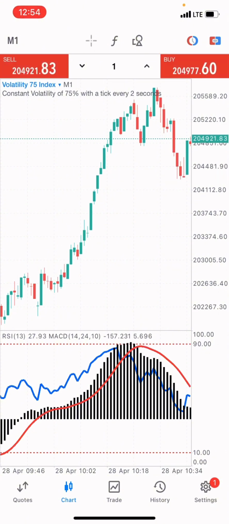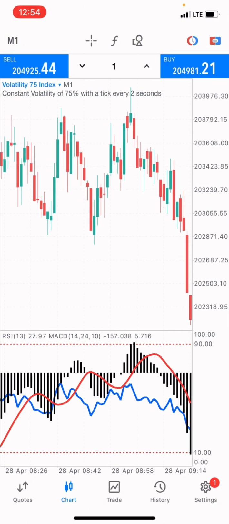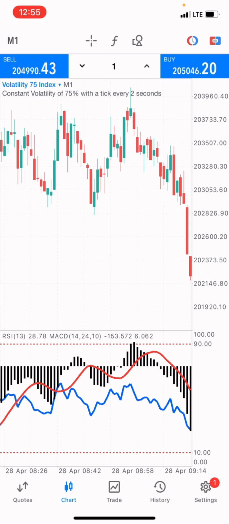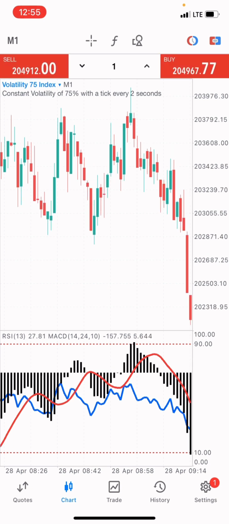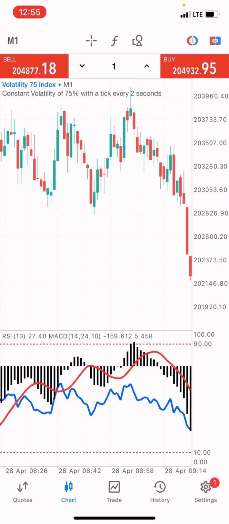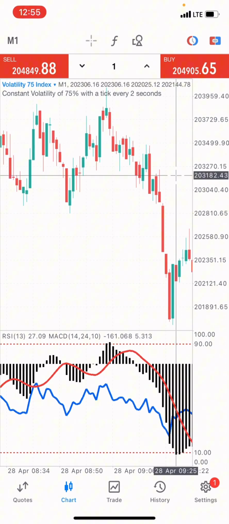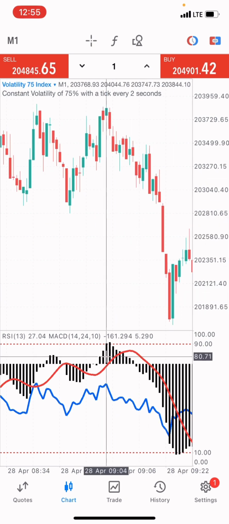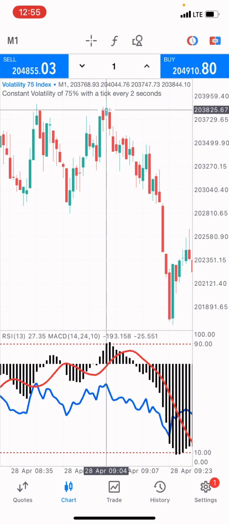I'm going to show you another scenario so that you can understand this MACD strategy that you can use to trade the volatility 75 index successfully. Right now, take a look at this point again. If you zoom in, you can see that here is a buy. Remember that we're taking a sell each time the market gets to the level of 90, which is the overbought. Now this is our entry position. We enter the market on a good entry position, which is the level of 90.